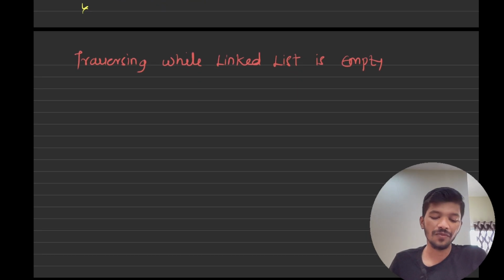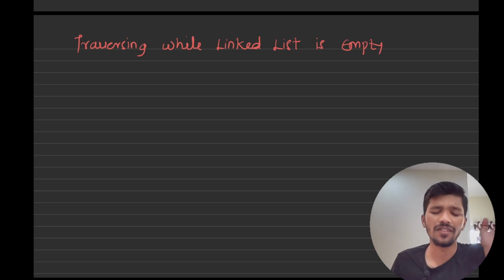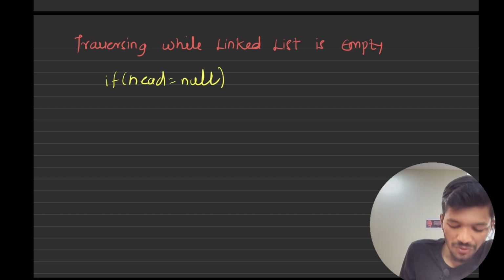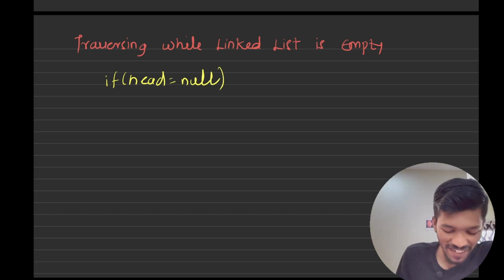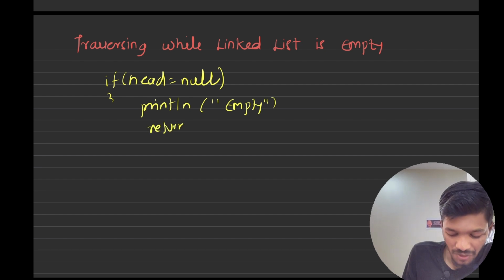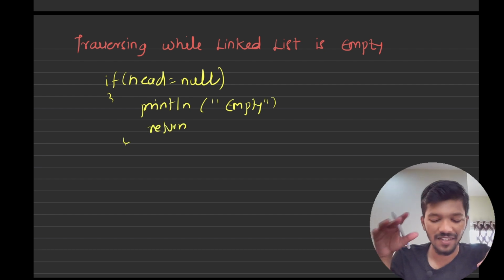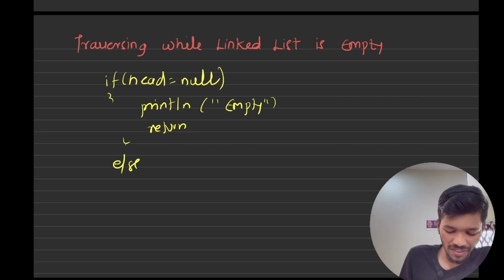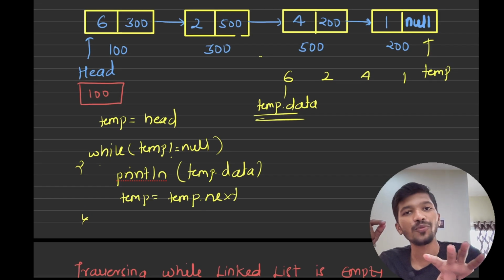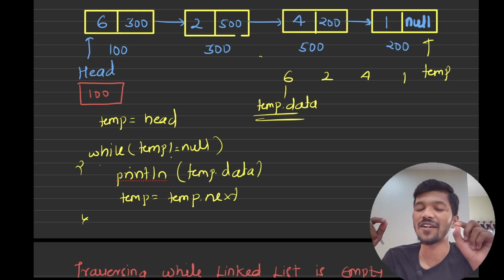But again, what if your list is empty? If your head is pointing to null, which means your list is empty, so I can simply print the message as empty and simply return, because there is nothing to print. Otherwise, if your list is not empty, inside the else part you can write all the code we wrote here. So I hope you came to know how we can traverse the list.